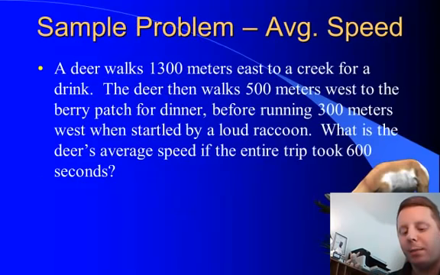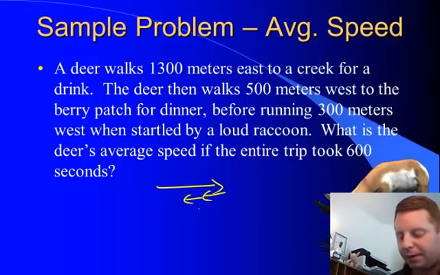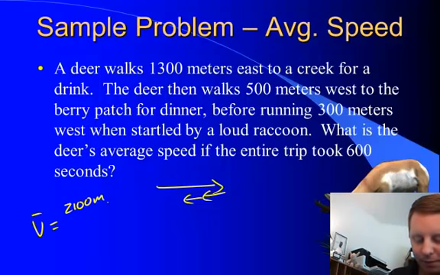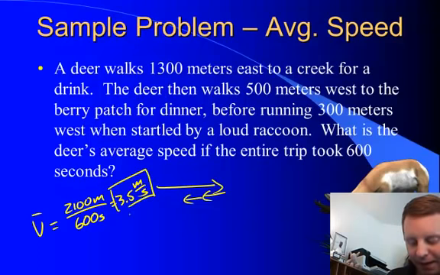If we look at this in a problem, our deer walked 1,300 meters east to a creek for a drink. Then he walked 500 meters west, then 300 meters west. What is his average speed if the entire trip took 600 seconds? Well, average speed was the total distance traveled, which we said was 2,100 meters, in a time of 600 seconds. So the average speed was 3.5 meters per second. And since average speed is a scalar, we don't need to include a direction. It's a magnitude only.